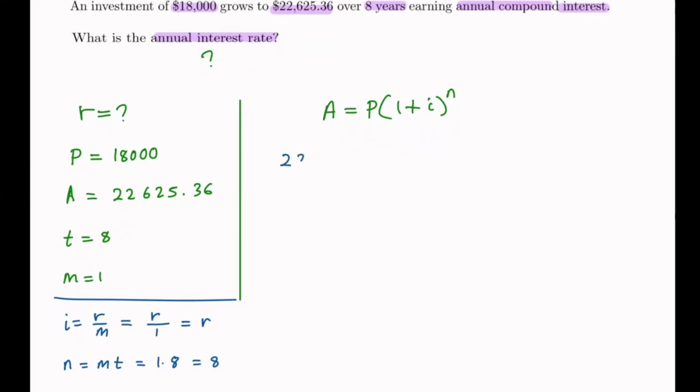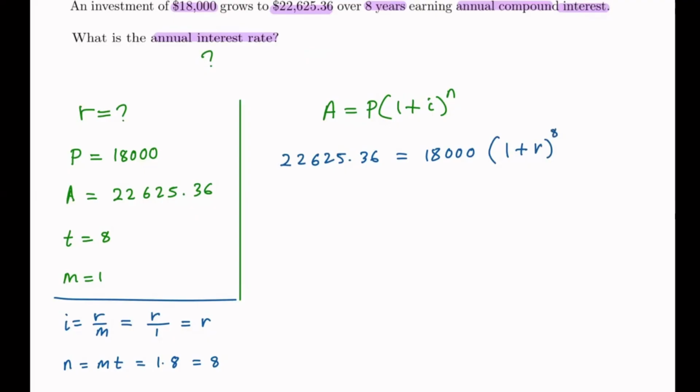So we have 22,625.36 is equal to P, that's 18,000, times 1 plus I, that's just R, to the power of M times T, so that will be 8. And now we solve for it.